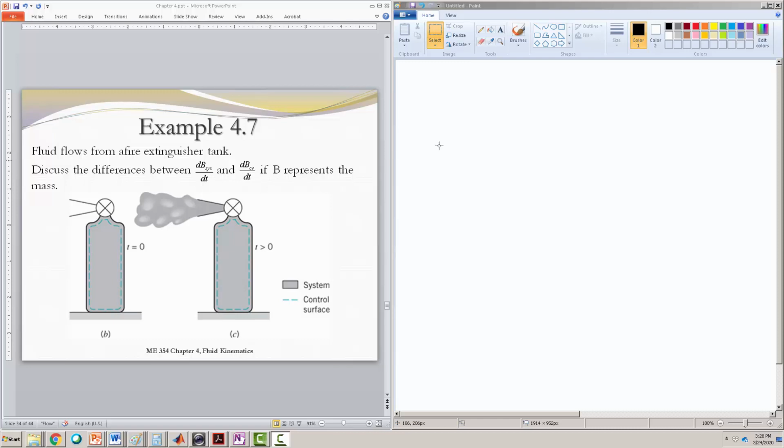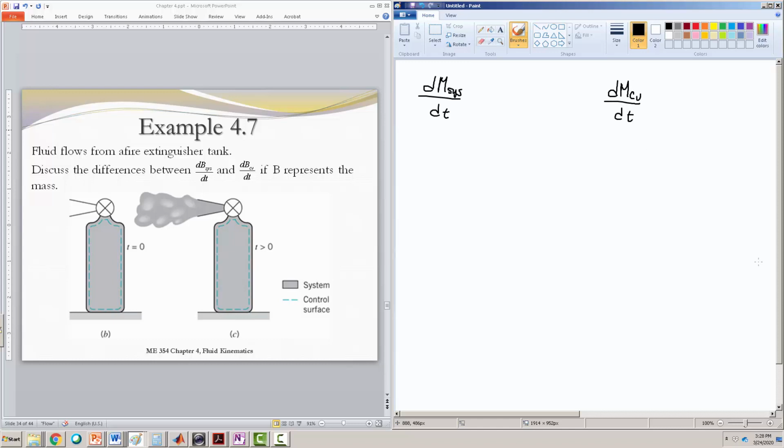Okay, so basically what we are trying to evaluate is how the mass changes in the system, and compare it to how the mass changes in the control volume.